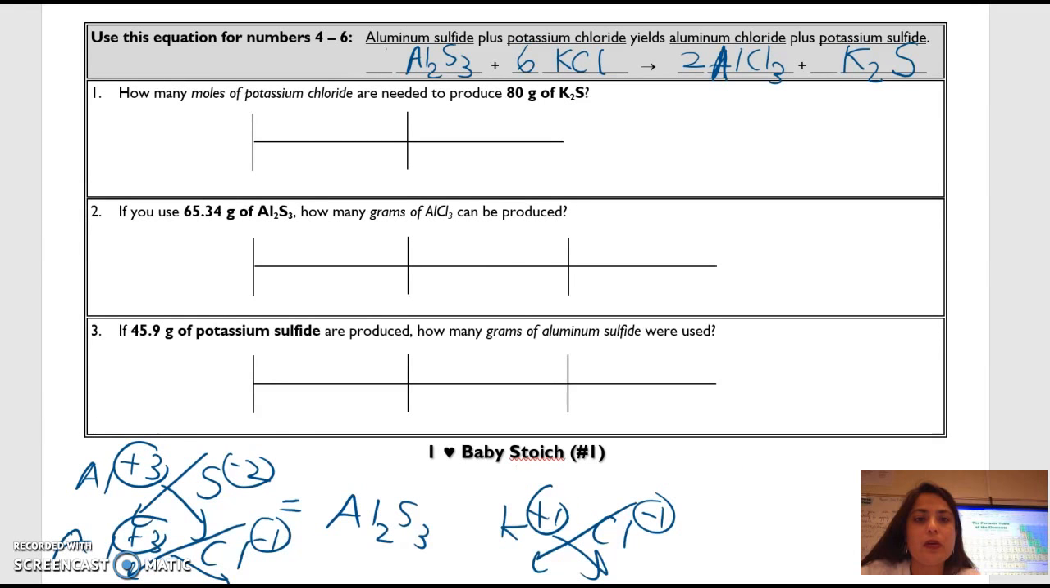And now I'm going to put 1 here. My sulfur is 3 here, 1 here, so I'm going to put 3 here. And that makes my potassium 6. My potassium is 6 here, so we're good. Now let's go ahead with the problem.